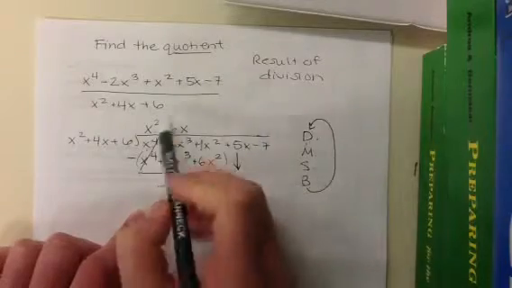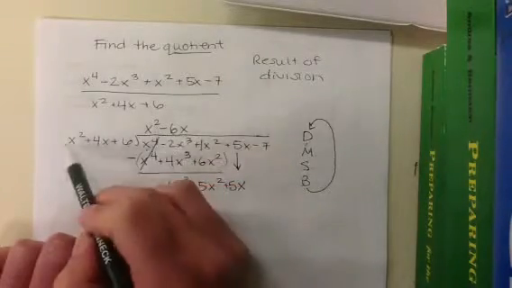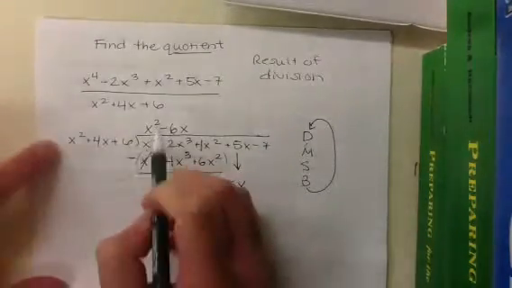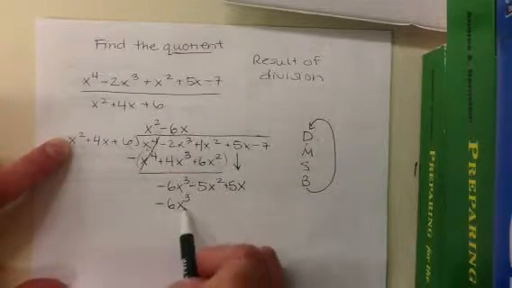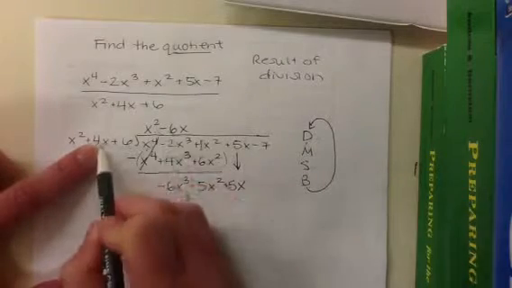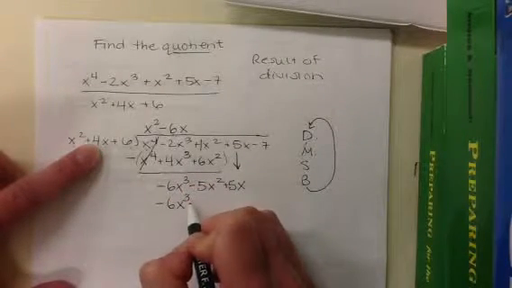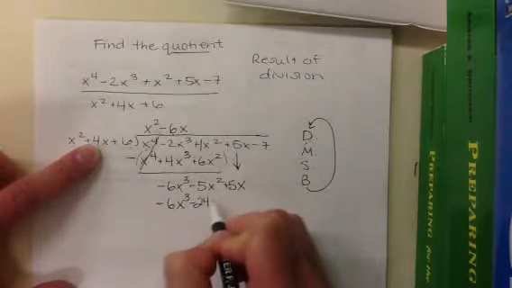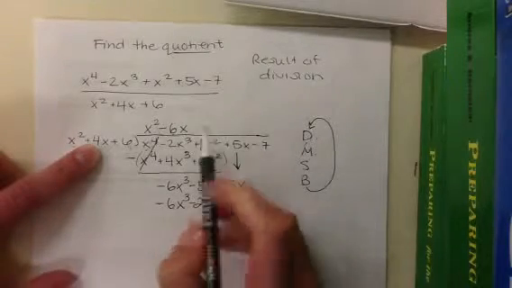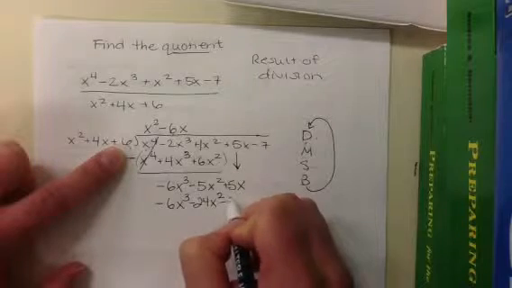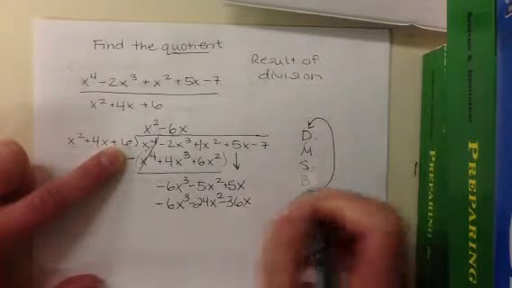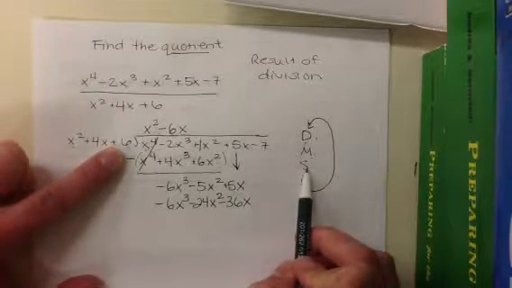Now I'm going to multiply. I'm going to multiply this term times each of these terms. Negative 6x times x squared is negative 6x cubed. Negative 6x times 4x is negative 24x squared. Negative 6x times positive 6 is negative 36x. Now I'm going to subtract.